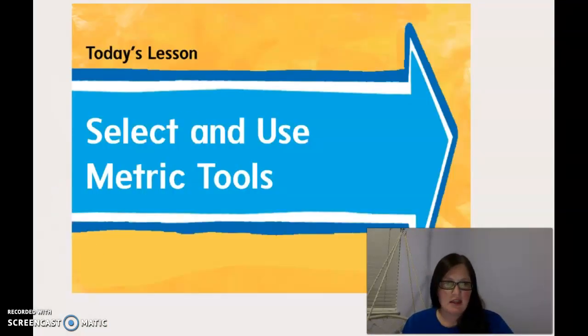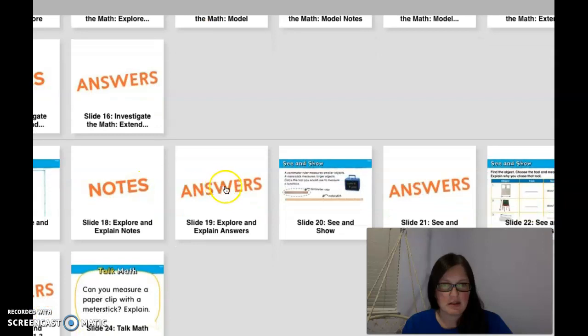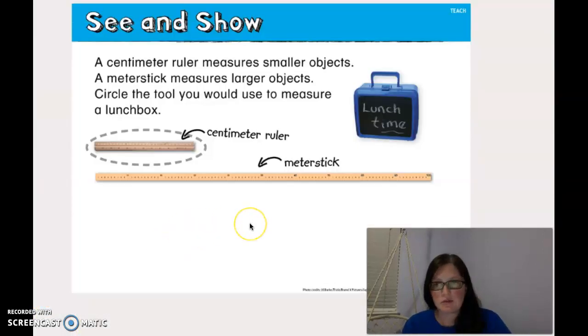So what you will be doing today is choosing which tool is going to make more sense, just like we did with using a ruler or a tape measure or yardstick. We're going to have two options: using either a centimeter ruler or a meter stick. Which one would make more sense? A centimeter ruler measures smaller objects because it's easier to move around. It just makes it a little simpler. And a meter stick would be great for measuring larger objects like hallways and things like that. If I was measuring my lunchbox here, the easier one to use would be the centimeter ruler.